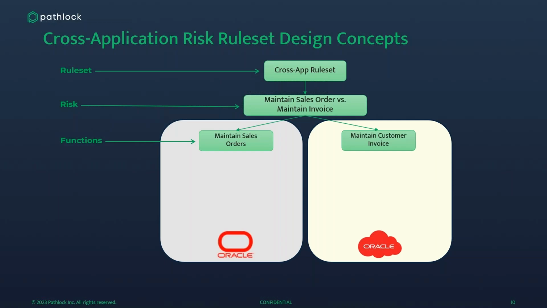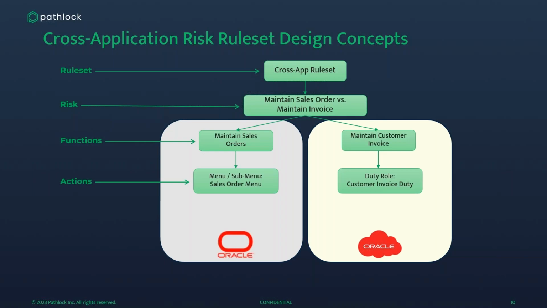Then when we look at the actions, we'll notice that within Oracle EBS, we're still looking for that menu or submenu around sales orders. But when we look at Oracle Cloud, we're looking at duty roles. We're looking at customer invoice duties. And this is because even though both of these products are Oracle products, the security architecture structure for them is different. And what we need to do is normalize between the two of those, what's the action and the permission, right?